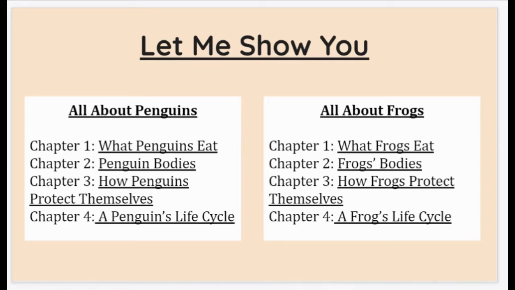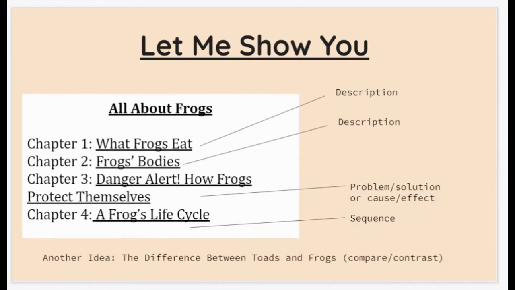But as a writer, we always want to be growing. So I really want to think now about my text structures. What text structures might I use for these chapters? So in my All About Frogs book, What Frogs Eat, I probably want to describe what they eat, so that would be description. Frogs' bodies. I'm going to want to describe their bodies and probably include some diagrams. Again, that would be description text structure.